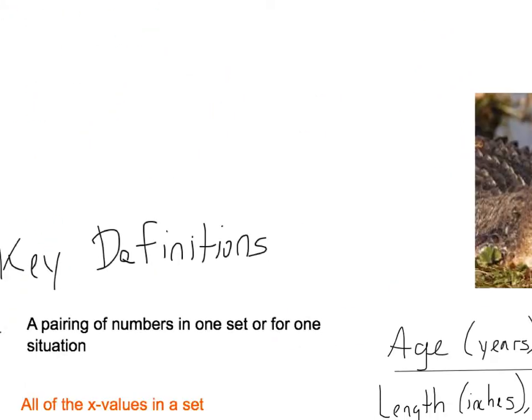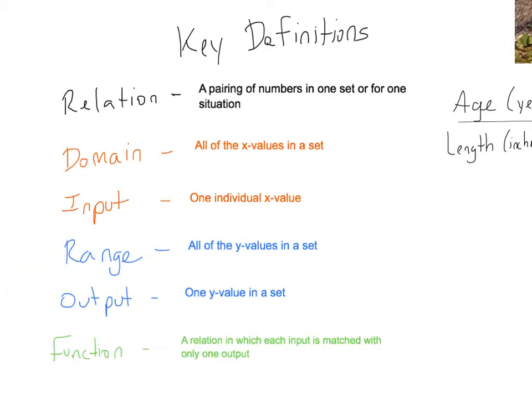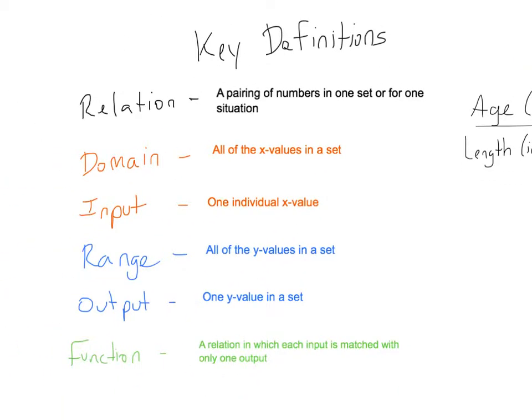So let's move on. We're going to talk about some definitions. This is a big part of this video. All right, and so the first thing is relation. All right, so in algebra, we're going to talk about relations consistently. It's basically what we're going to do from here on out. Everything is a relation. And a relation, algebraically, is a pairing of numbers in one set or for one situation is another way to say it.